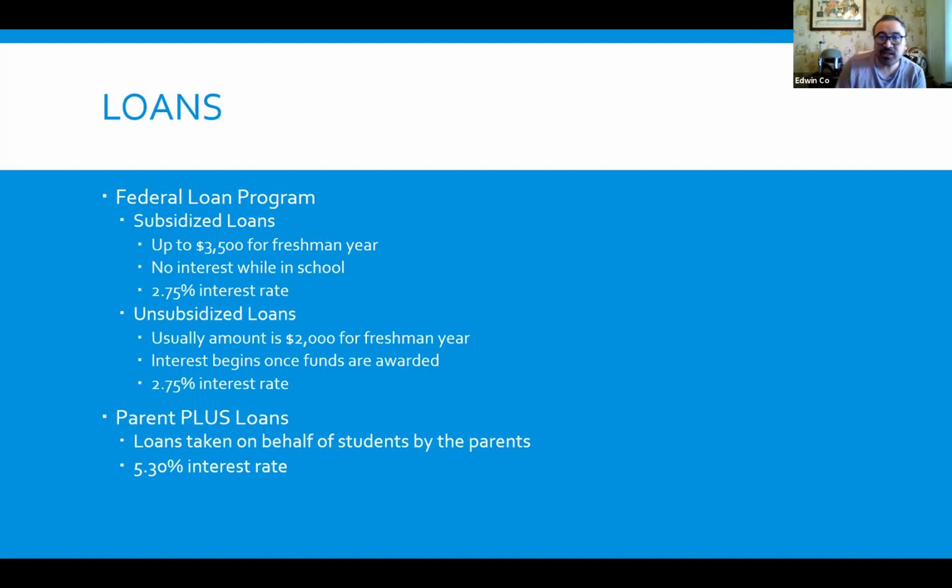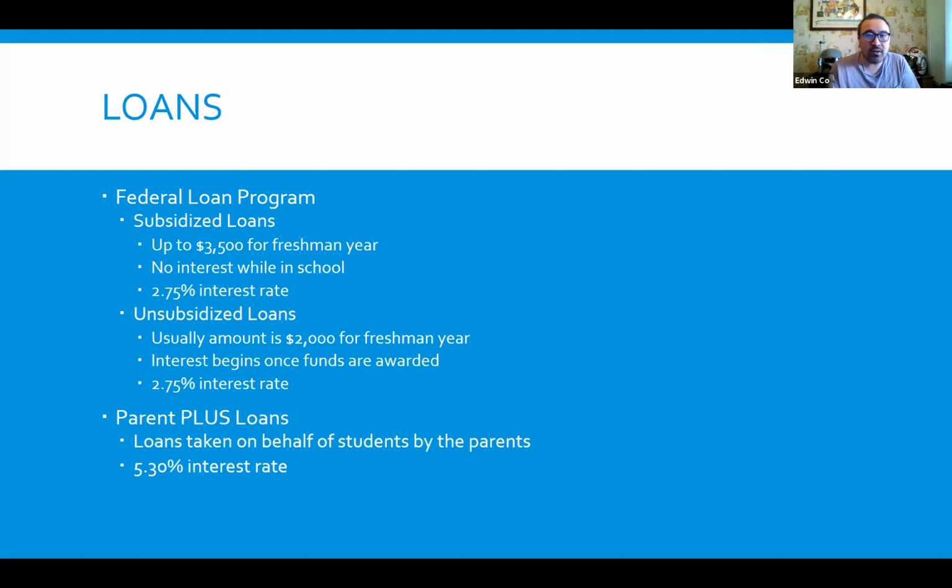An unsubsidized loan is more like a traditional loan in the sense that interest starts to build right when you pull out the money. So that fall of freshman year in college, when you pull out that $2,000, the interest starts building right away. Freshman max is about $2,000. That interest is 2.75%, and starts right away, unlike the subsidized loan, where interest doesn't start building until after you graduate.